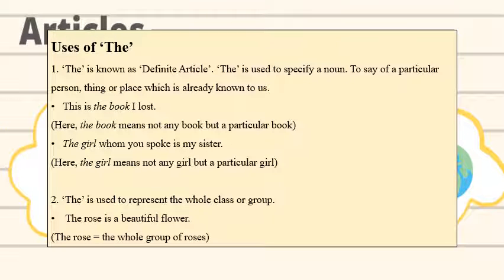Okay. Now the is used to represent the whole class or group. See the example, the rose is a beautiful flower. The rose means it's not one single rose, but the whole group of flowers named rose. That is what we mentioned here. So the whole class of rose is mentioned there, and in such cases we use the rose. It's not one single rose, it is the whole group of rose flowers. So the class of that flower named rose. That's why we use the rose over there.